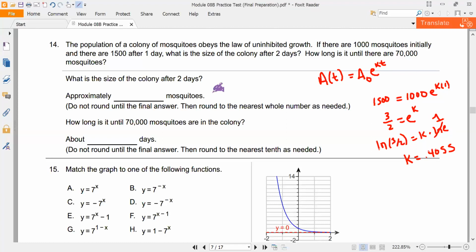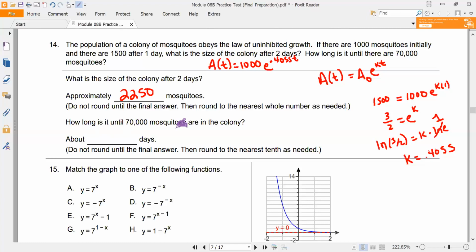Now, that does not answer the first question because they want to know how much is there after 2 days, but that allows me to rewrite my formula. I now know that A of any time is 1,000 mosquitoes, because that's our initial value, times e to the 0.4055 t. So if I want 2 days, I just need to plug in 2 for t. So 0.4055 times 2, we're going to raise that, that's going to be our power on E, times 1,000. So it looks like we would have 2,250 since we're rounding to the nearest whole number.